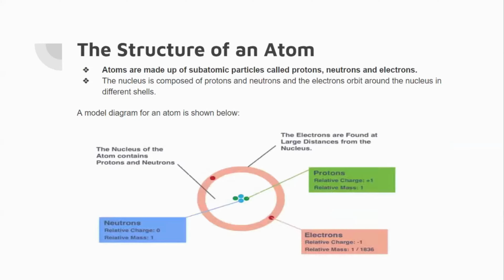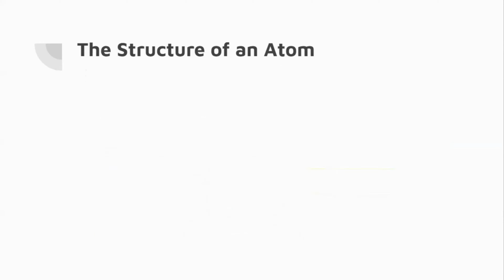Protons have a relative charge of positive 1 and a relative mass of 1. Neutrons have a relative charge of 0 and a relative mass of 1. Electrons orbit around the nucleus and have a relative charge of negative 1 and a mass that is 1836 times less than the mass of protons or neutrons. The nucleus of the atom contains protons and neutrons, and the electrons are found at large distances from the nucleus.